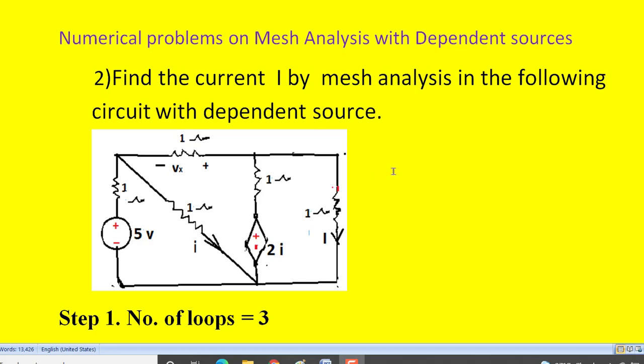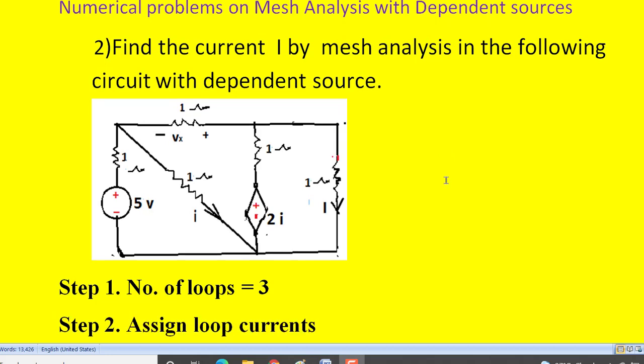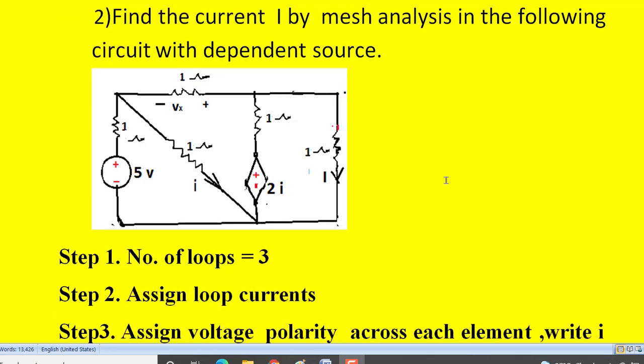In the present case, we do not have the current source common to the two loops. Here we find a dependent voltage source common to the two loops. So the approach is different from that of the previous one. Let us follow a few steps first, and then we apply those steps to solve this problem.